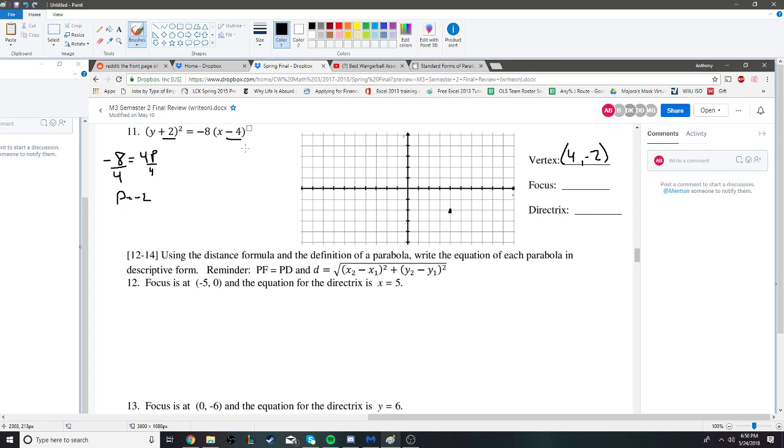The focus is going to be, this is a y squared. Since y is being squared right here, we know it's a sideways parabola. And since it's negative, that means it opens to the left. So we're going to go left 2. There's our focus. Right 2 for our directrix.